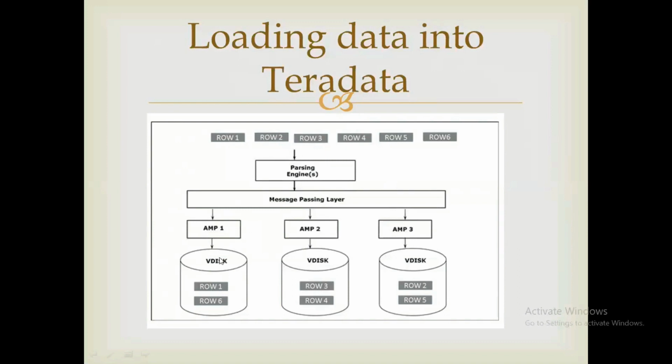Okay, if row 1 is coming here, row 2 will be going here, row 3 will be going somewhere, then row 4, row 6 and row 7. So this is how it will go. So this is the data storage as well as data retrieval.